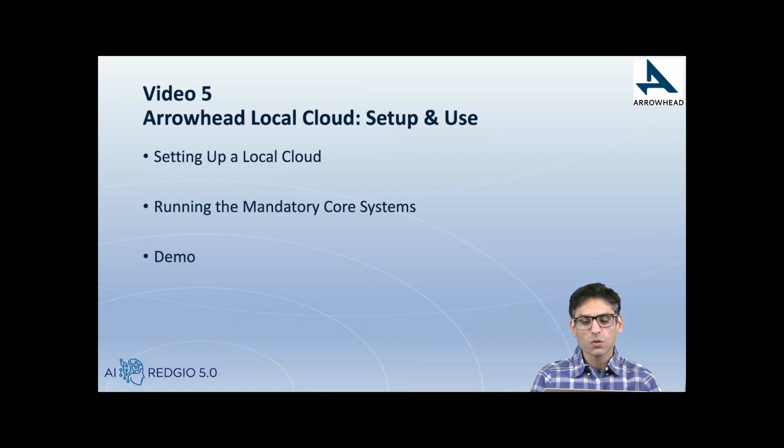In the fifth video, we will discuss what an Arrowhead local cloud is. A local cloud is essentially a localized instance of the Arrowhead framework, often tailored for specific automation tasks. Then we will guide you through the steps required to set up and run an Arrowhead local cloud. This will include configuration, settings, service registration, and orchestration procedures.